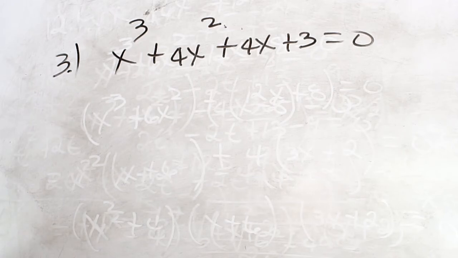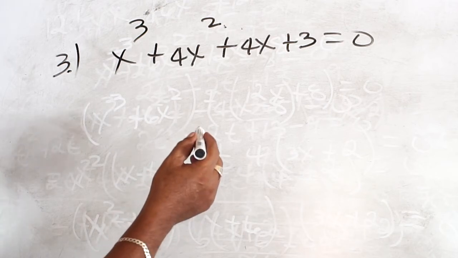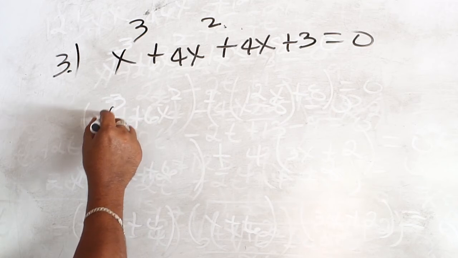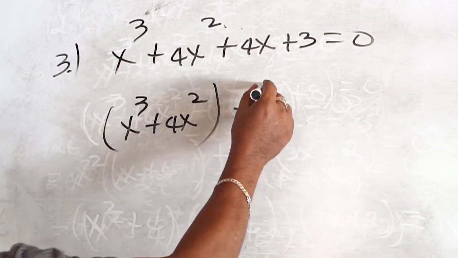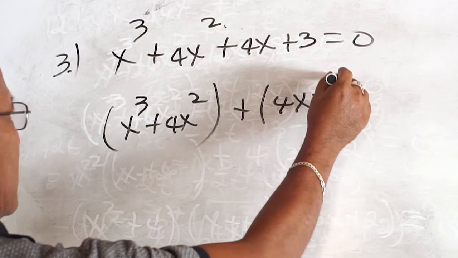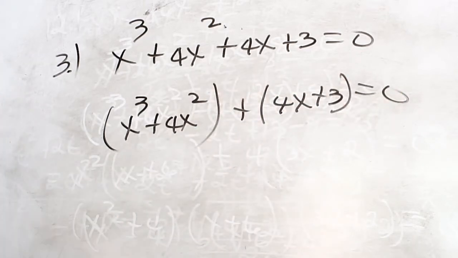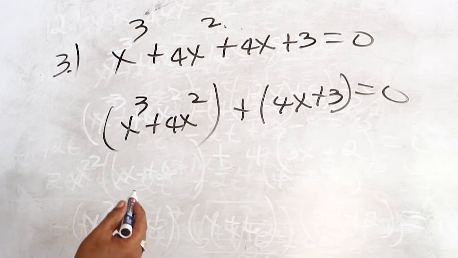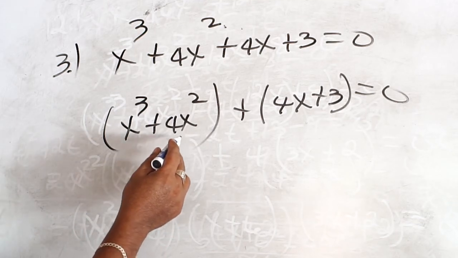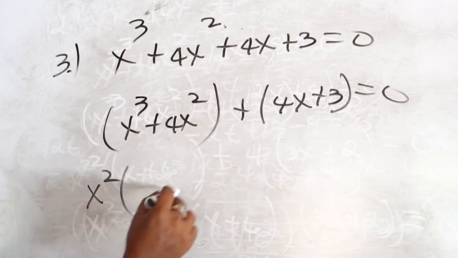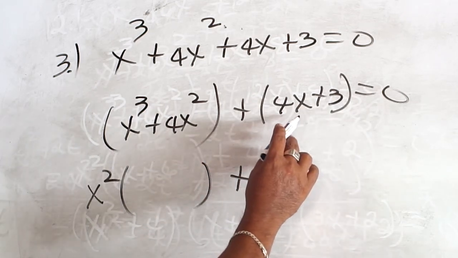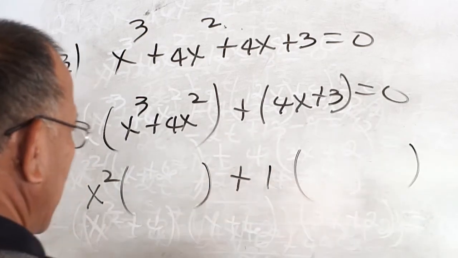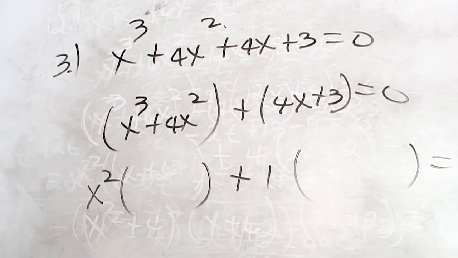For example number 3, no need to arrange. Then you have now to regroup the first two terms and the last two terms. So we have x cubed plus 4x squared, then the second group, 4x plus 3, equals 0. Then after that, find the common factor. The common factor of x cubed plus 4x squared is x squared. The common factor of 4x and positive 3 is 1, equals 0.